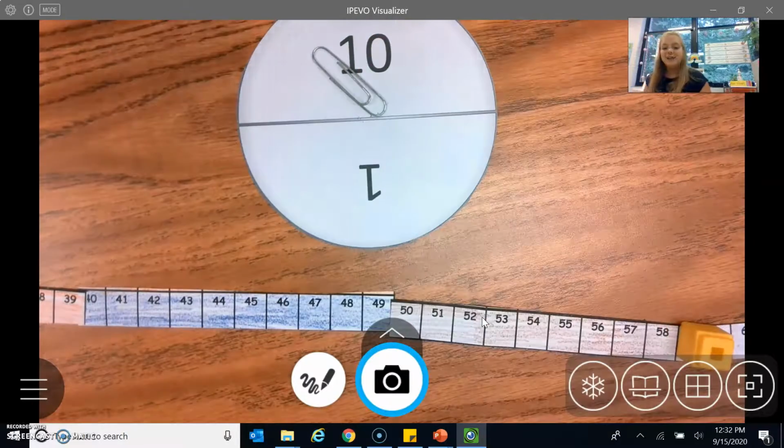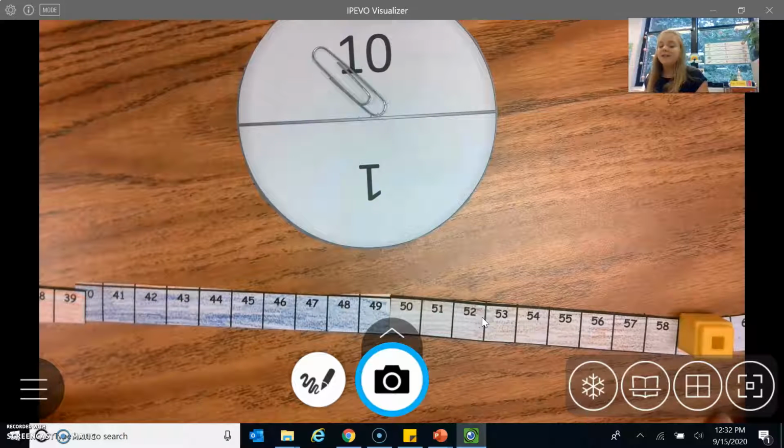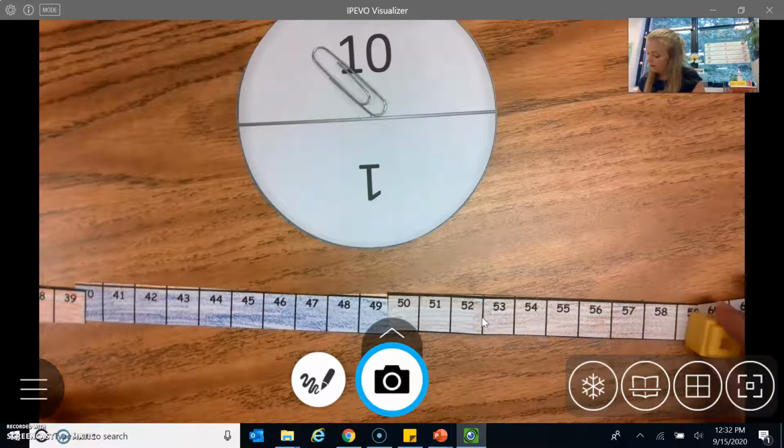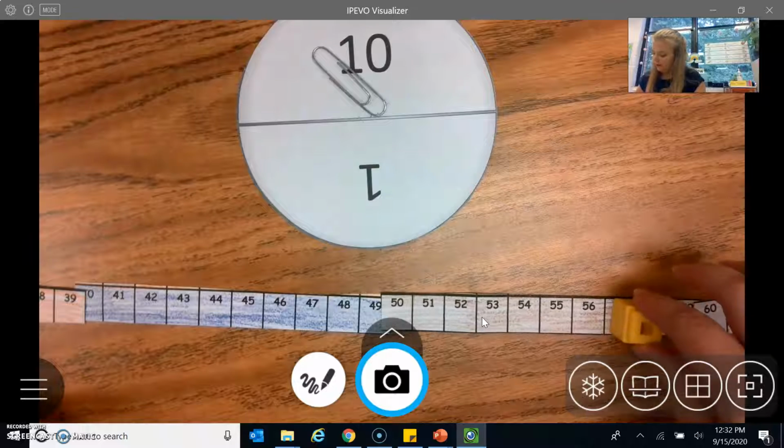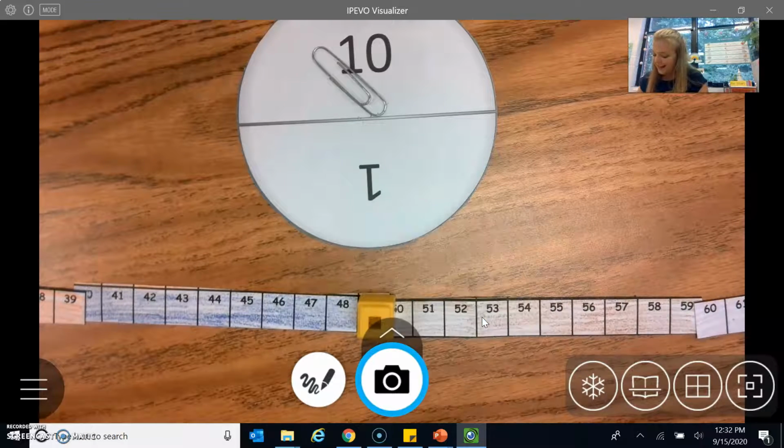I got it on 10, so now I get to move it back 10 in my direction. Remember, my direction, I want to get to 0, so I'm going to move my mover towards 0. Okay, 1, 2, 3, 4, 5, 6, 7, 8, 9, 10.